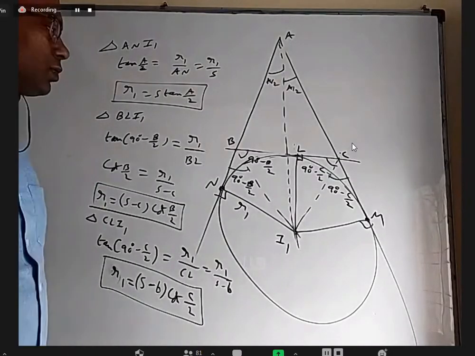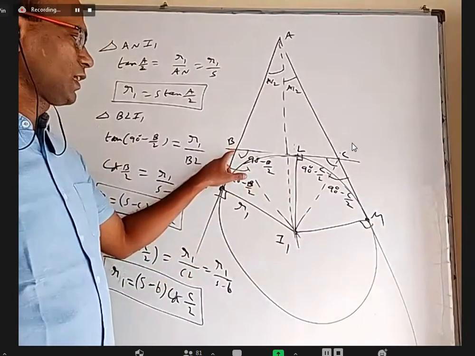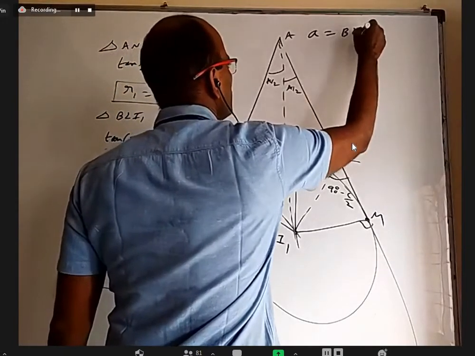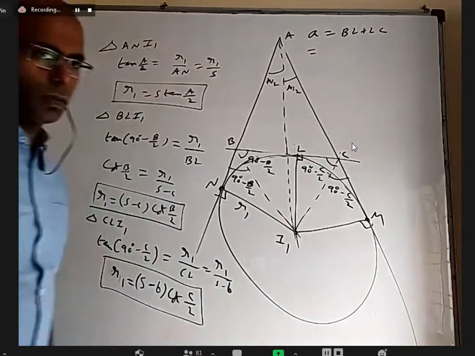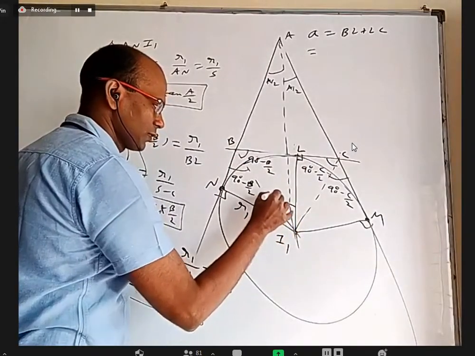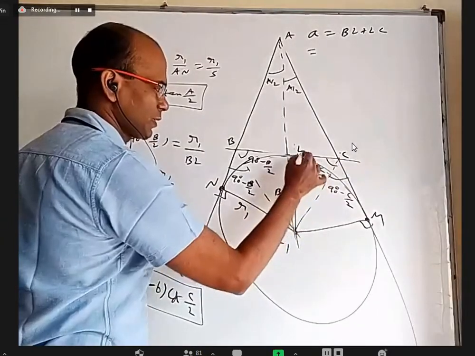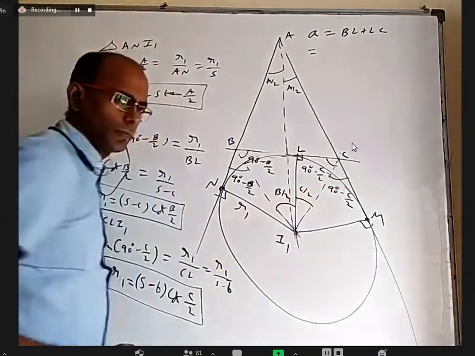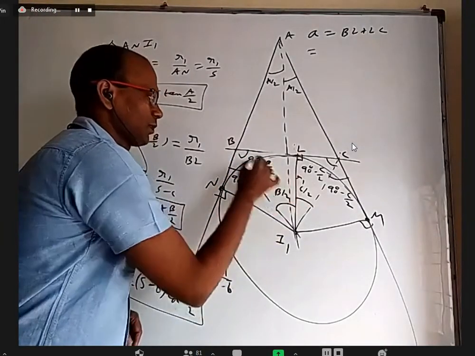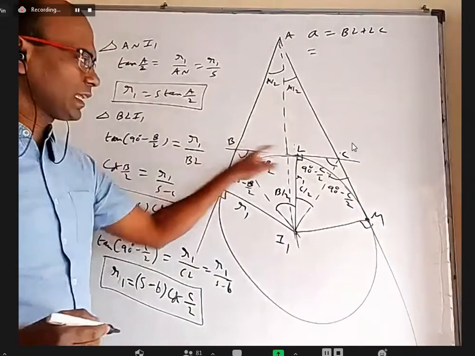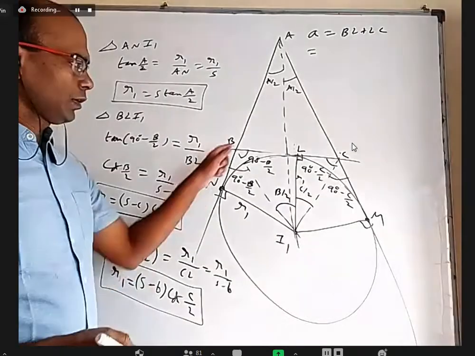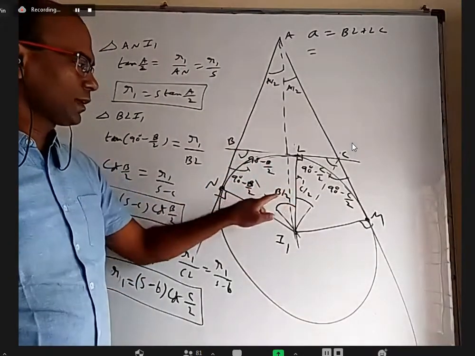We also want to create another formula where earlier we did BL plus LC is A, the same way. A equal to BL plus LC. Anyway, this is 90 minus B by 2, this is 90. I can even tell this angle is B by 2 also. Similarly, this is 90 minus C by 2, this is 90, this is C by 2. So from this small triangle where this is R1, anybody want to tell what is BL length? S minus C, sir. Forget about S minus C. I want in terms of R1 and angle B by 2.